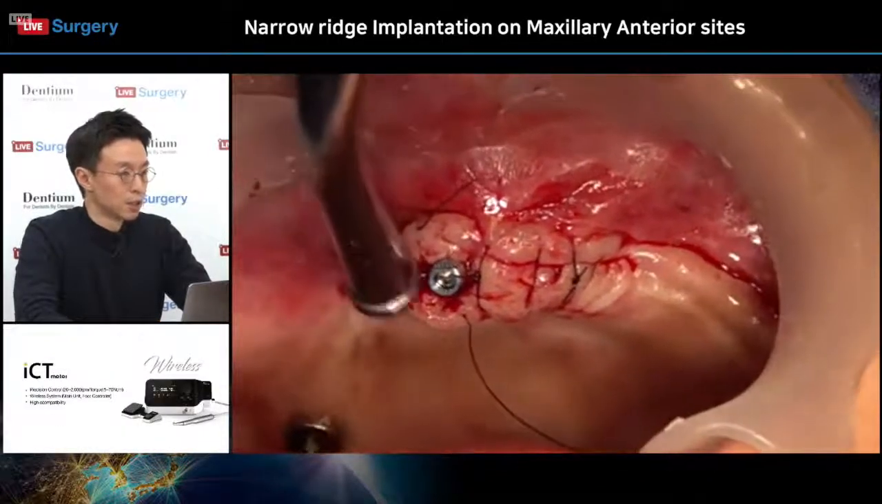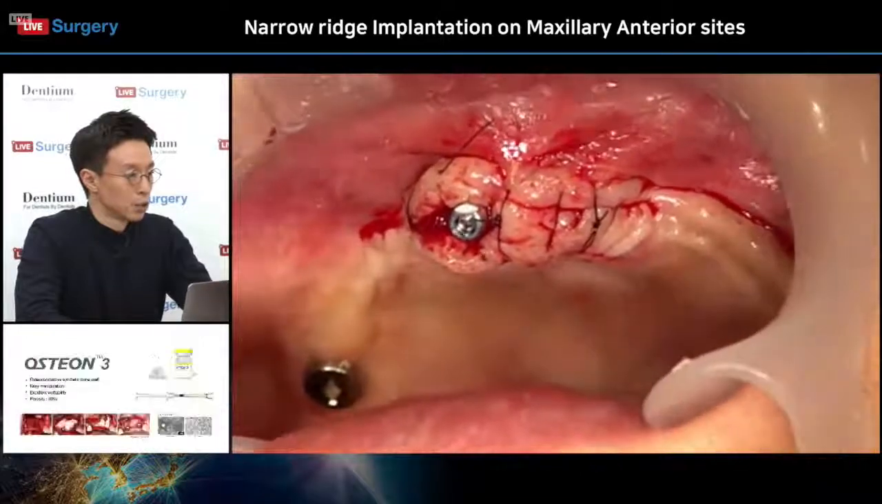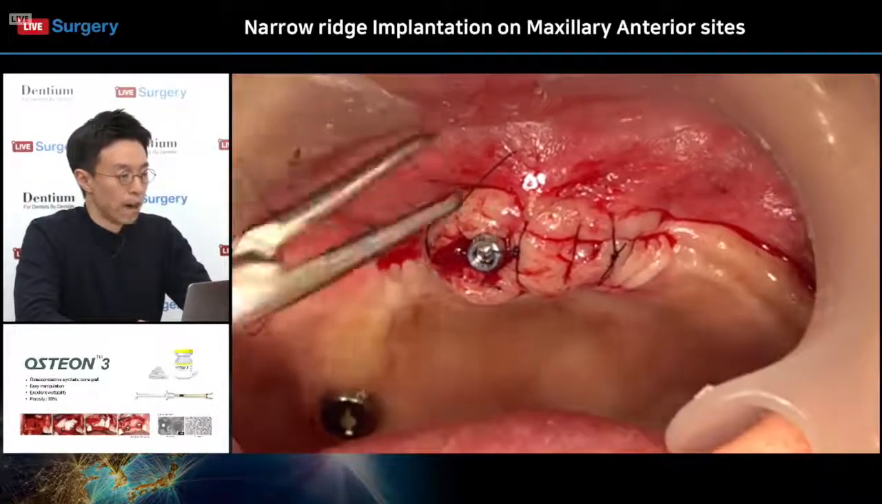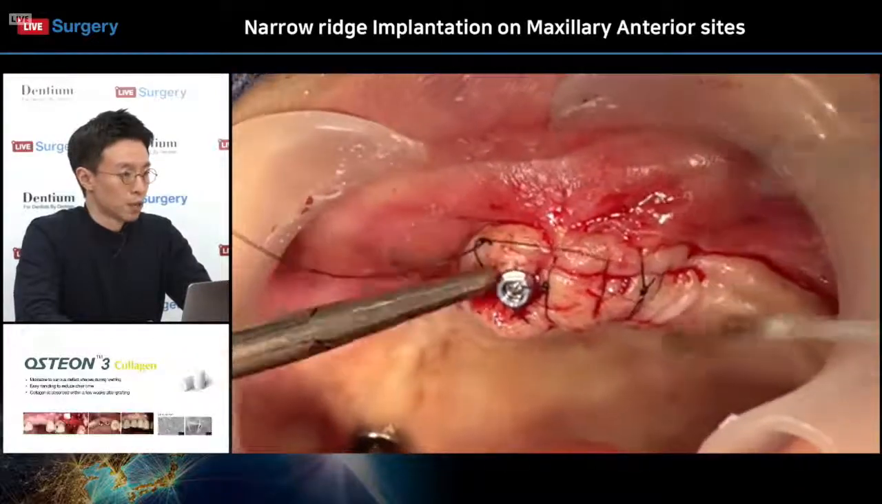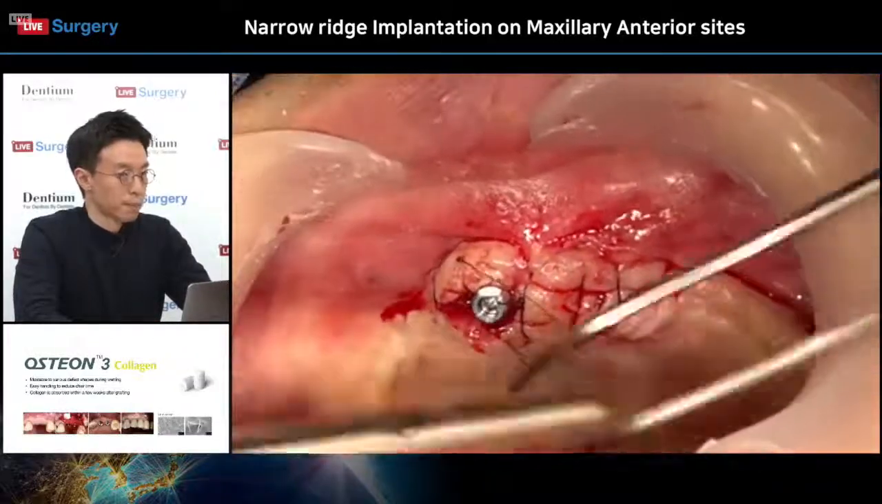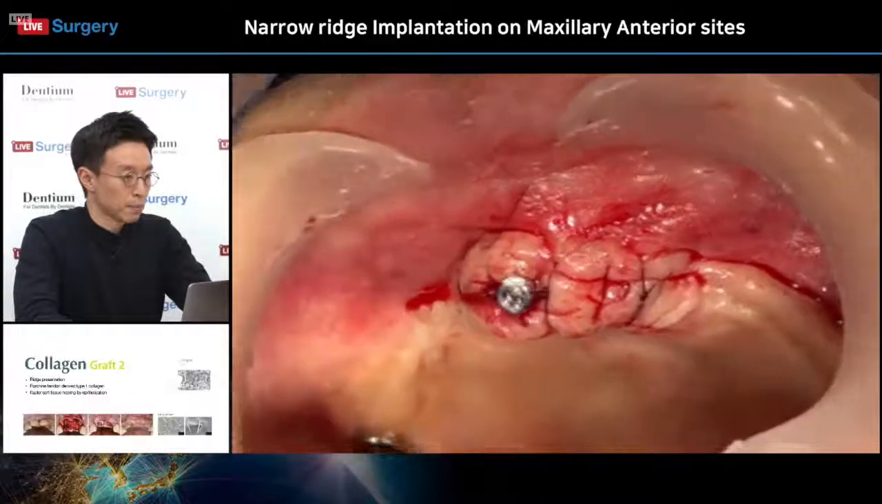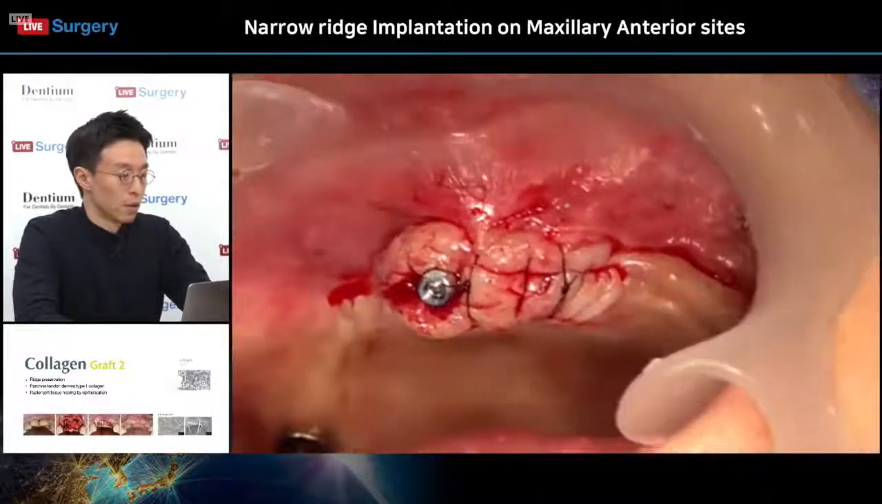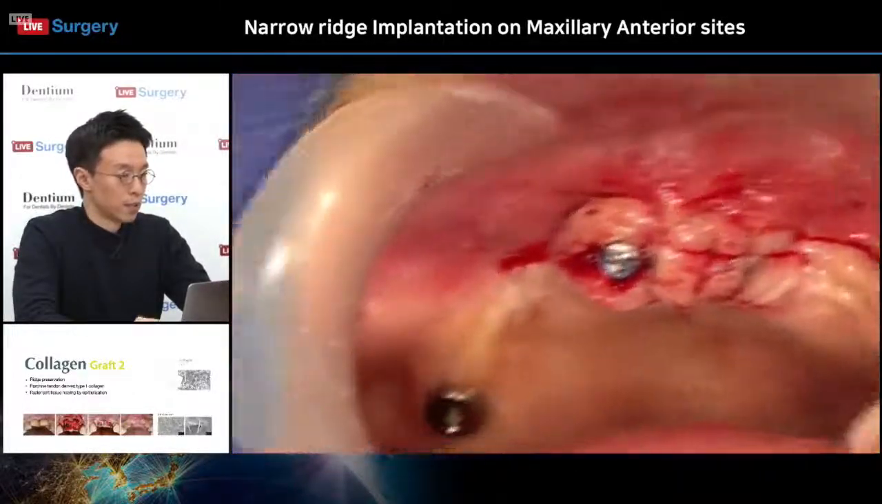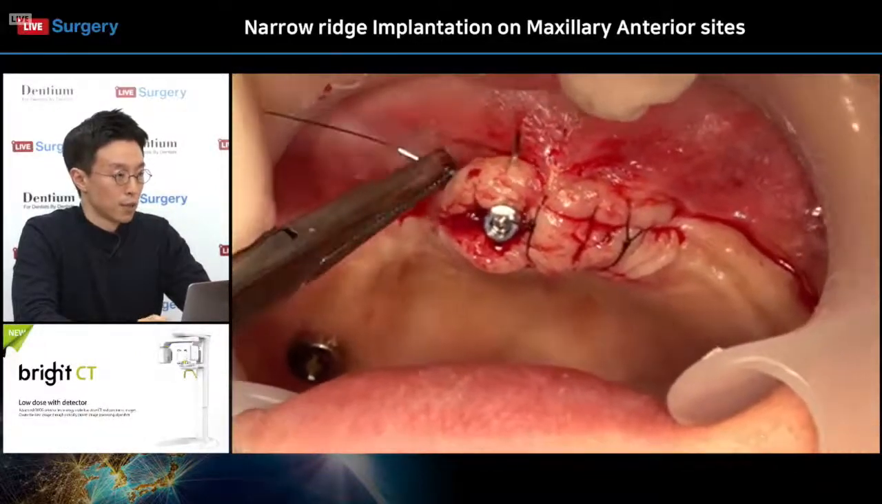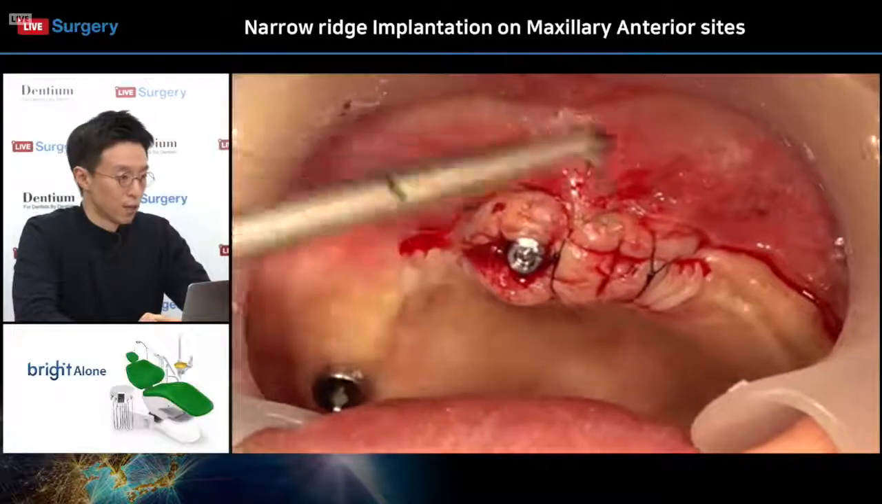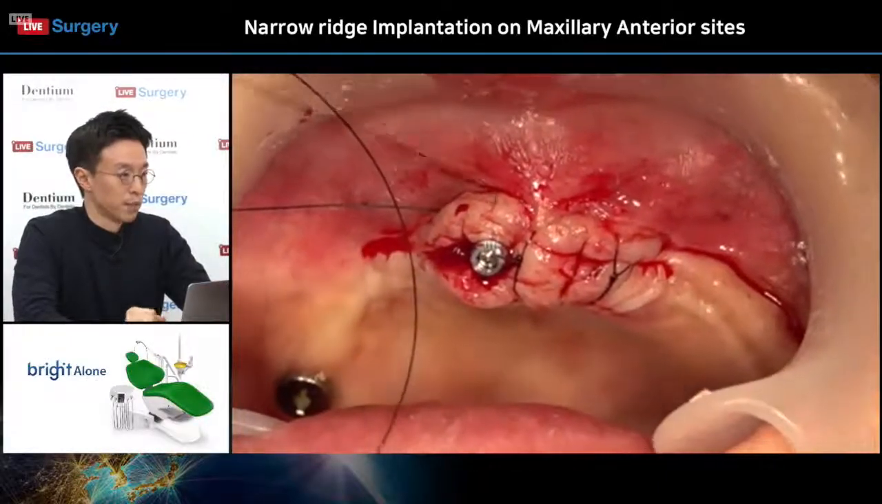Dr. Chung is changing the mount screw to the scan comfort cap. We can take intraoral scanning by using the scan comfort cap of the Bright implant system.